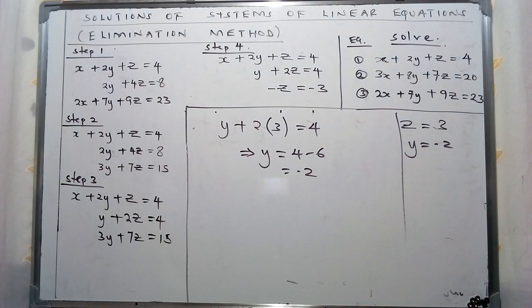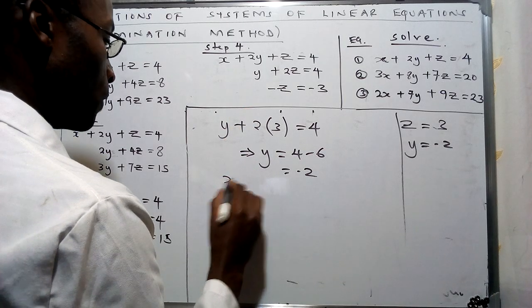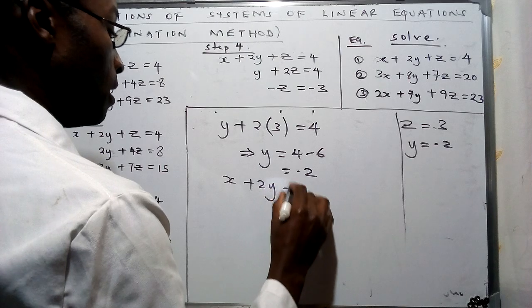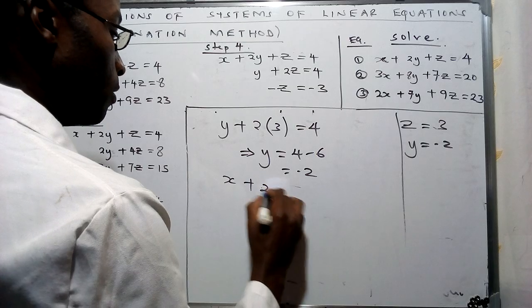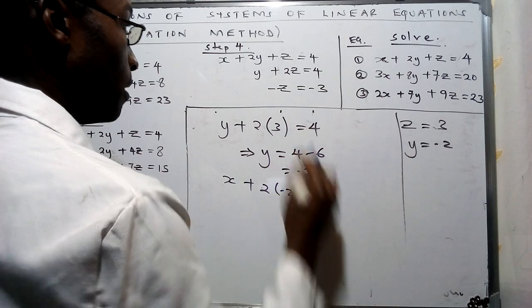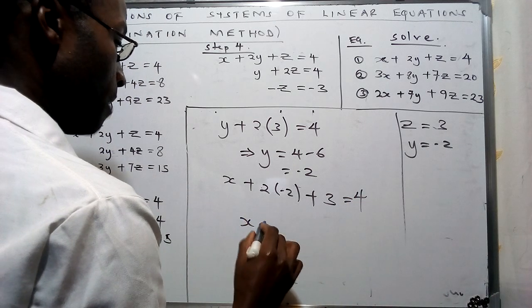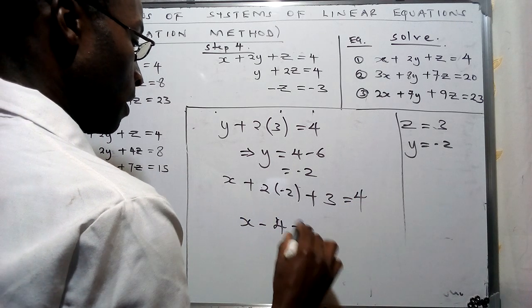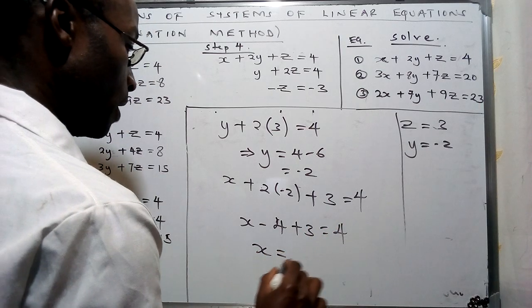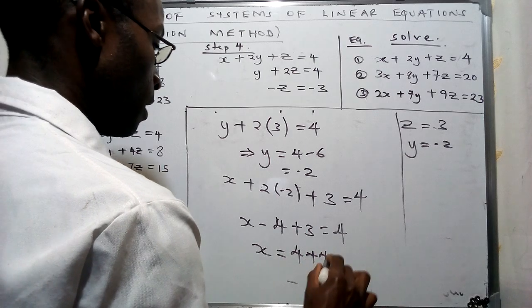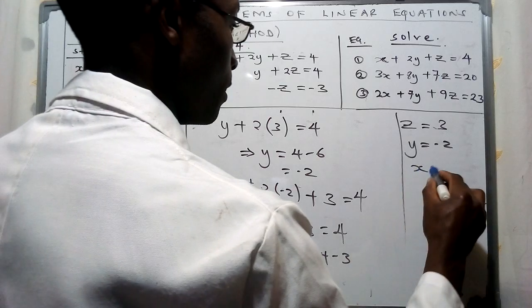And of course, we can perform an evaluation for the first equation for us to obtain the value of x, which is x plus 2y plus z. So we are going to do a substitution for this one. The value of y is equivalent to negative 2, plus z, the value of z is equivalent to 3, is equivalent to 4. So x minus 4 plus 3 is equivalent to 4. So we'll take this one to the other side, x is equivalent to 4 plus 4 minus 3. So x basically is equivalent to the value of 5. So x is equivalent to 5.